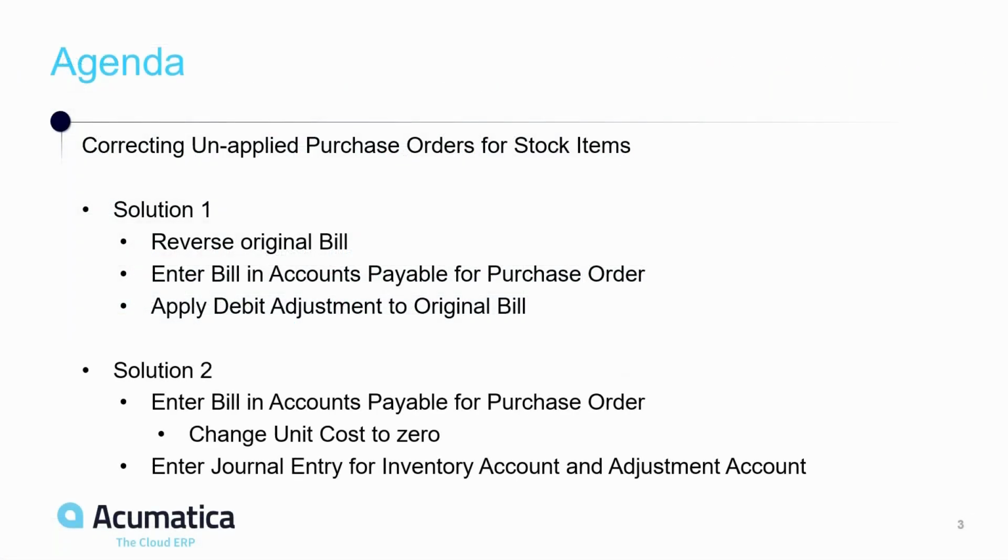Okay, we're going to talk about solution 2 now, which is we entered a bill in accounts payable for the purchase order, but we changed the unit cost to 0. After changing the unit cost to 0, we're going to get a posting into the accrual account, which we want, and the adjustment account. But we're still going to have two postings to the inventory account because of the other bill, and we don't want the posting to the adjustment account. So we're going to do a journal entry to credit the inventory account and debit the adjustment account after we're done. So let's take a look at this in Acumatica.